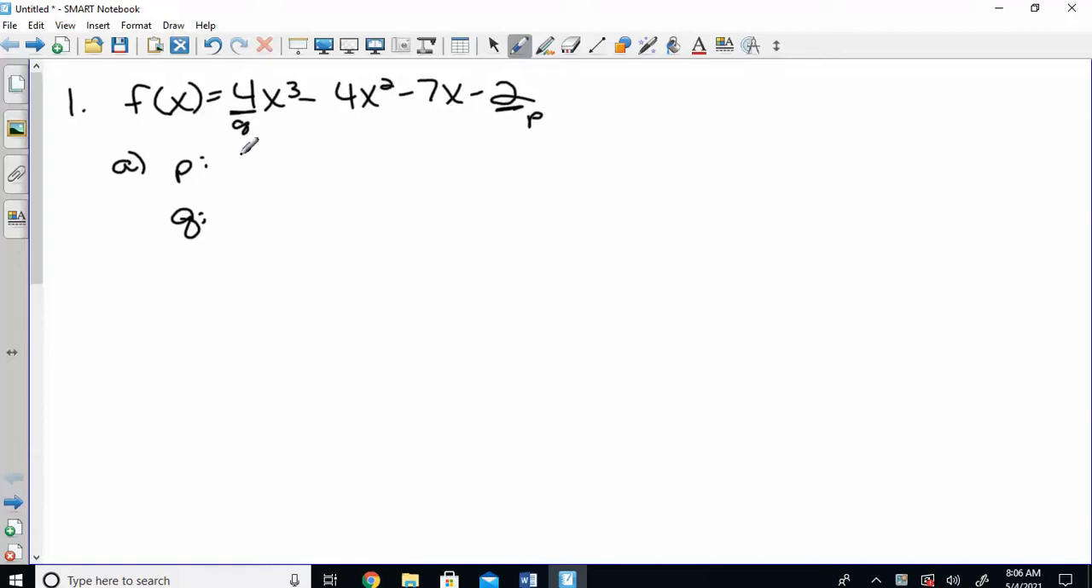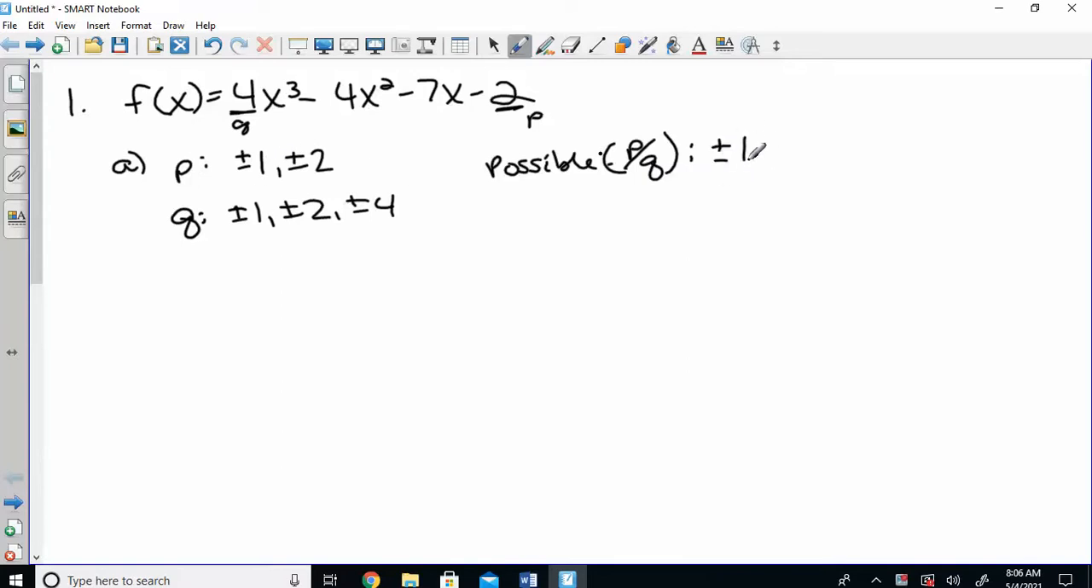These always have positive and negative, so everything that goes into 2 would be plus and minus 1, plus and minus 2. Everything that goes into q would be 1, 2, and 4. So the possible zeros, you do p divided by q. So 1 over 1, and everything still gets a plus or minus.